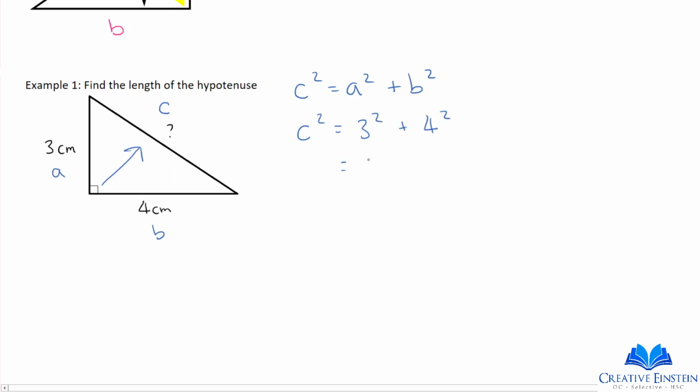Then I need to work it out. 3 squared is 9, 4 squared is 16. 9 plus 16 is 25. So that's c squared equals 25. That means c equals the square root of 25, which equals 5 centimeters. Don't forget your units. And there we have it. That's why, when you draw a 3 centimeter and 4 centimeter right angle triangle, the hypotenuse will always be 5, or as close to 5 as possible.